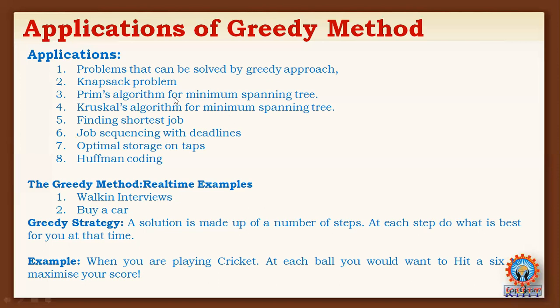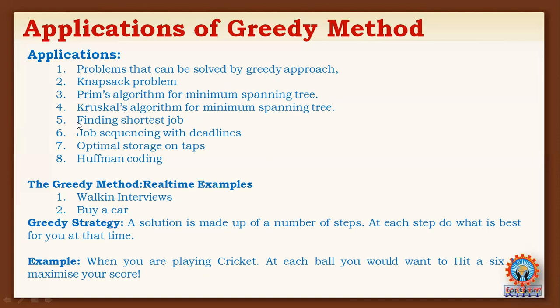Prim's algorithm for minimum spanning tree. Kruskal's algorithm for minimum spanning tree. To minimize the tour cost between two cities, that can be done by using Prim's algorithm and Kruskal's algorithm. How to solve Prim's and Kruskal's algorithm problems using the greedy method, we will discuss in this session.